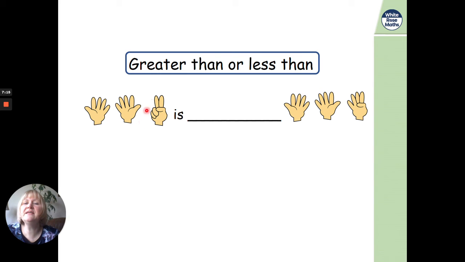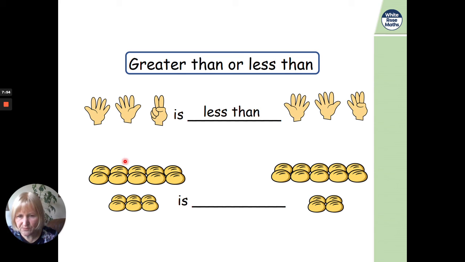Sometimes we use this vocabulary, these words, greater than, that means more than, or less than, or fewer. Greater than or less than. So let's look at the pictures here. We've got a 10 and 2 more. That's 12, isn't it? And we've got a 10 and 4 more. A 10 and a 4 is 14. So I know that 12 is less than 14.